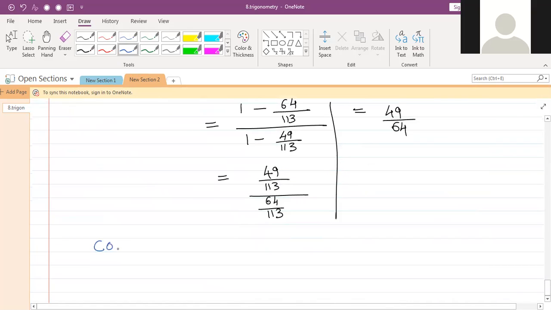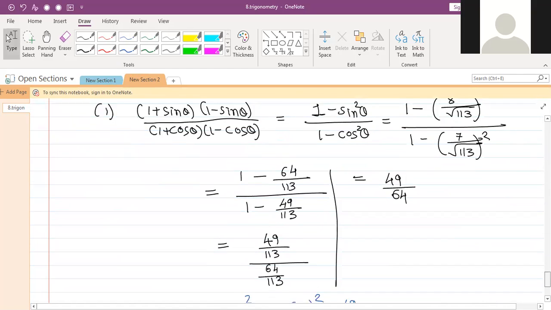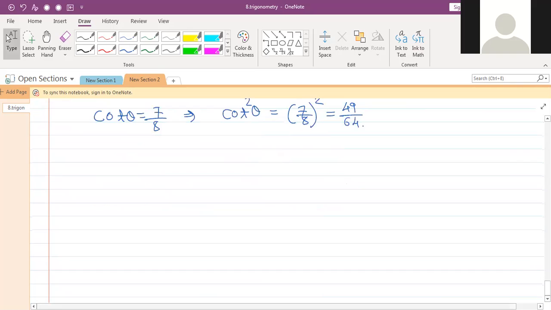So here cot theta is already given, that is 7 upon 8. And here we can find cot square theta, that is 7 upon 8 whole square. That is also 49 upon 64. Understand? Yes, sir. Okay. Next one.